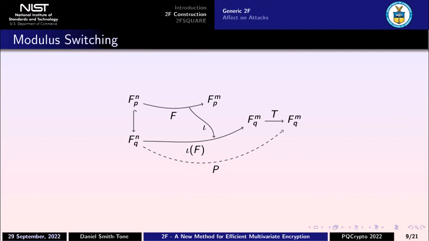In the diagram here, we have a multivariate map F that we assume to be efficiently invertible over a prime field. We can transform this from a map between F_p^n and F_p^m to a map between F_q^n and F_q^m for a larger prime q by simply keeping all of the coefficients. Here I'm writing the inclusion arrow to mean that we may view our inputs as least residues modulo p, but all of the arithmetic is occurring modulo q. We can then mask the structure of the map by composing it with an F_q linear perturbation map on the outputs, T.